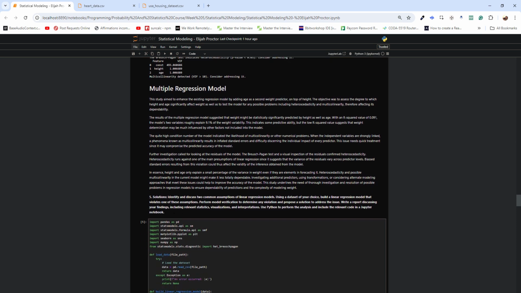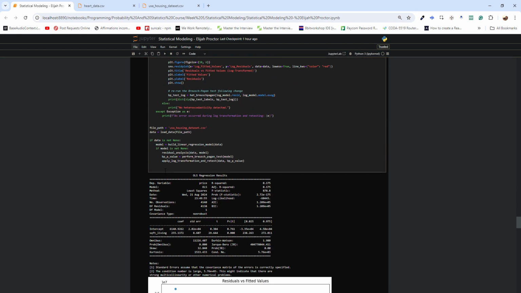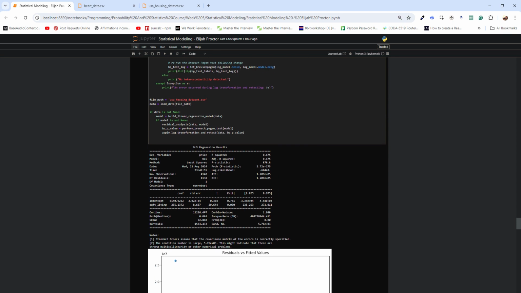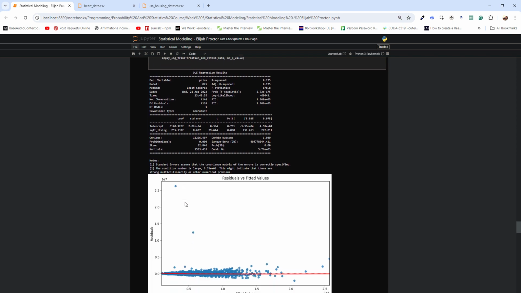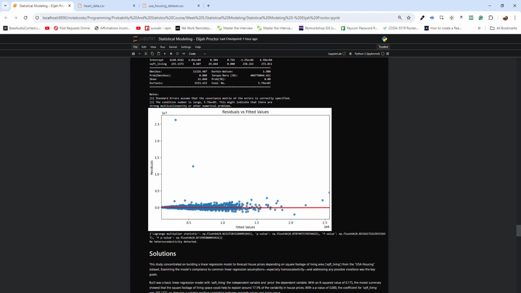So now let's talk about our solutions task by first looking at what's outputted by the code. In our OLS regression results, we have an R-squared value of 0.175. Our notes say that the condition number is large, and this indicates that there are strong multicollinearity or other numerical problems. We have our residuals versus our fitted values displayed here, and then we have outputted, we see that there is no heteroscedasticity detected in our data.